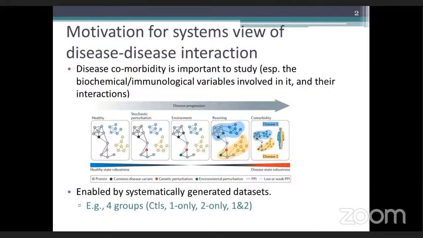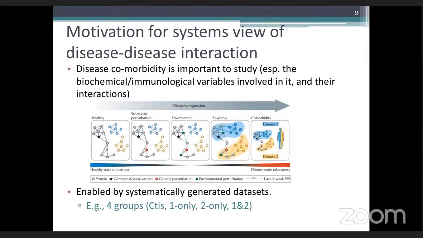Examples of disease comorbidities are diabetes and helminths, or HIV and TB, or cancer and sepsis, or something very recent like COVID and diabetes. It is important to study the biochemical and immunological variables involved and their interaction, because two diseases may function in a very distinct way when they occur separately, but when they occur together they might behave differently. That is why it is important to understand multiple diseases occurring together.